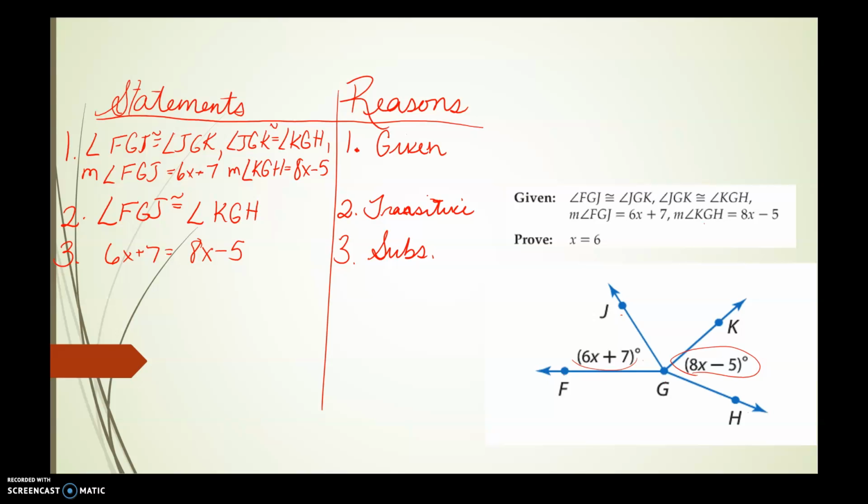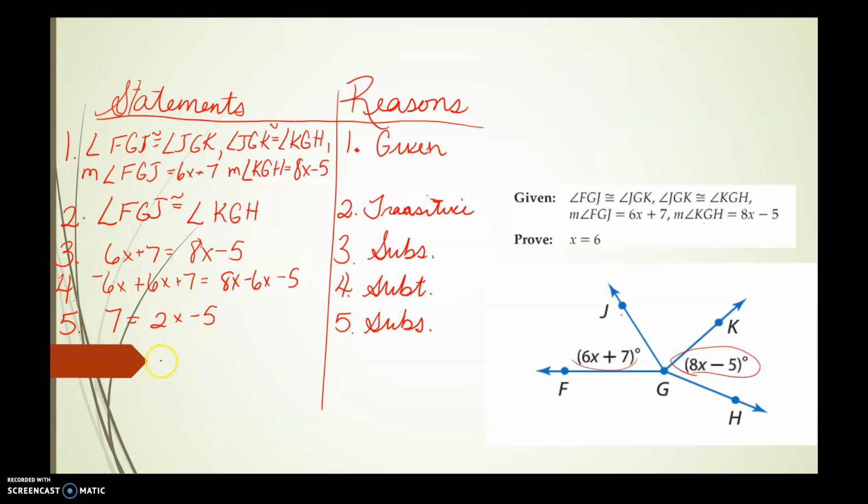All right, so now let's just solve it out. I'm going to subtract 6x from both sides so that I get my x's together. That is subtraction. That gives me 7 equals 2x minus 5. And I substituted that in. This should be review. I substituted 7 in on the left side because this equals 7, and I substituted 2x for this on the right side.